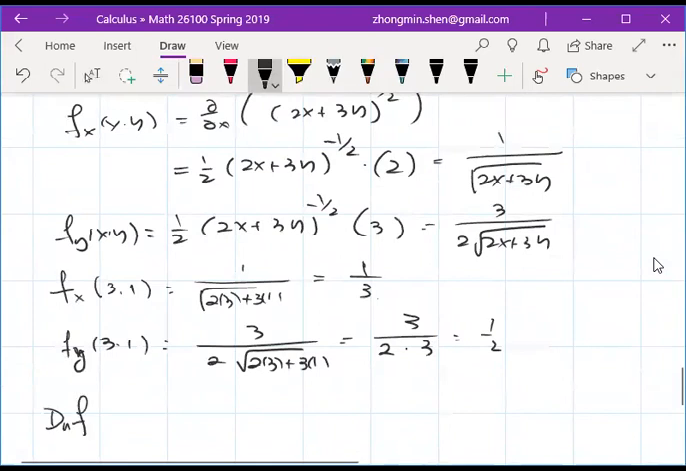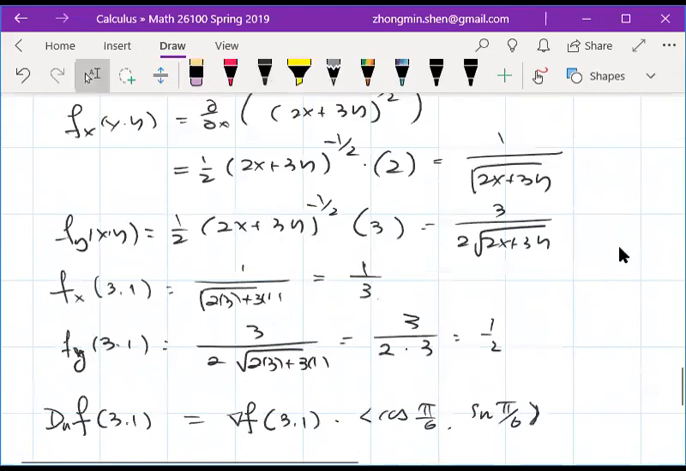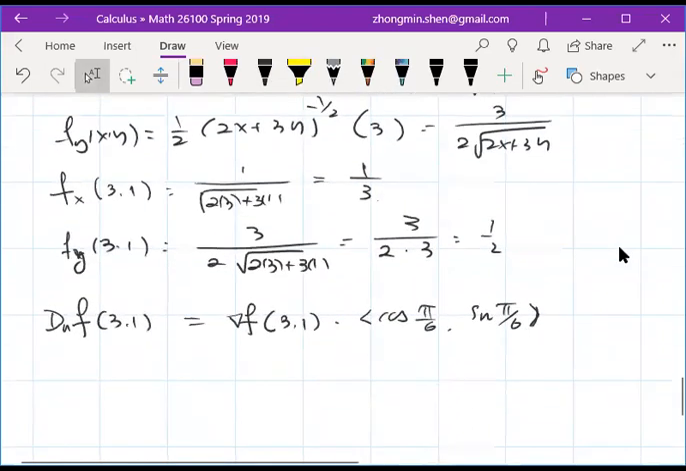So this partial derivative is going to be the gradient, the inner product with cosine pi over 6, sine pi over 6. Okay, so you have to evaluate these two angles. Evaluate these two functions here. So I get 1/3, 1/2, and square root 2, and 1/2. Then you find the inner product.